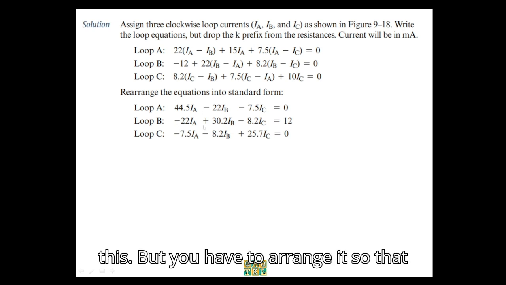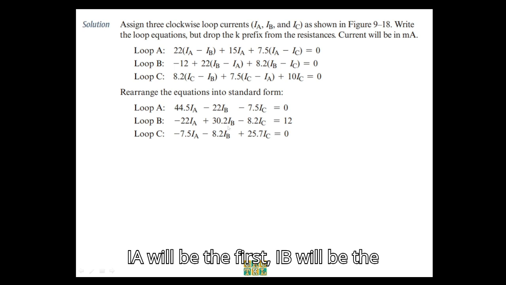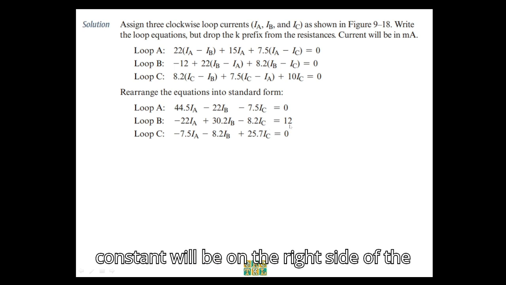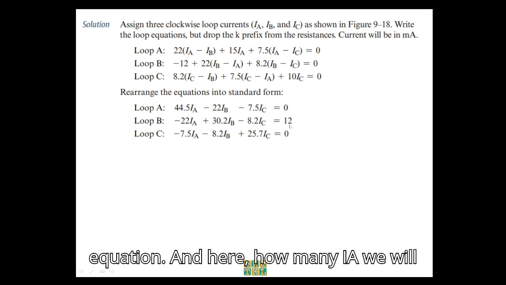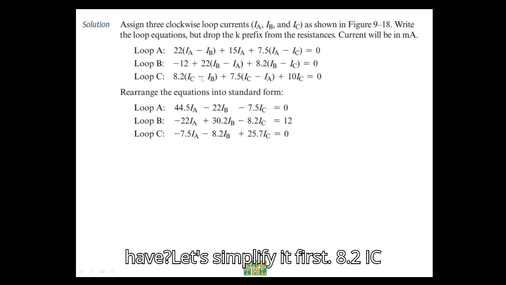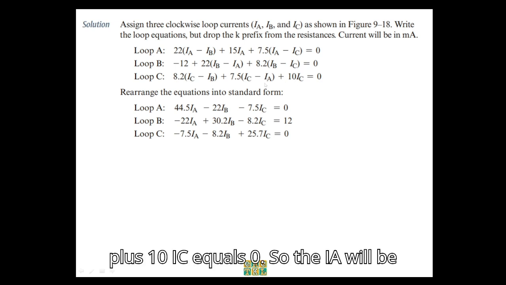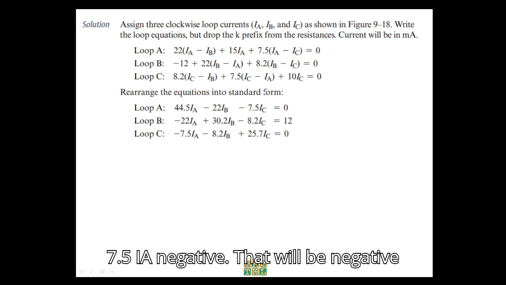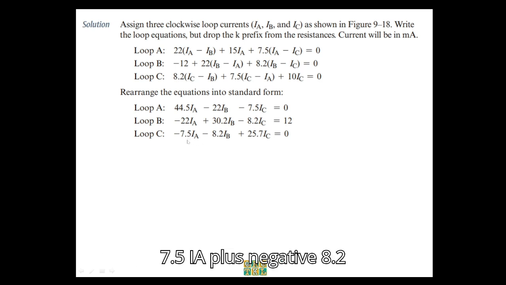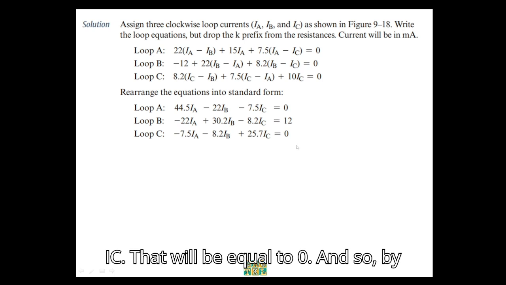But you have to arrange it so that IA will be the first, IB will be the second, and IC will be the third, and the constant will be on the right side of the equation. And here, how many IA we will have? Let's simplify it first. 8.2 IC minus 8.2 IB plus 7.5 IC minus 7.5 IA plus 10 IC equals 0. So the IA will be negative 7.5 IA plus negative 8.2 IB plus IC, which is 8.2 plus 7.5 plus 10, we will get 25.7 IC. That will be equal to 0.